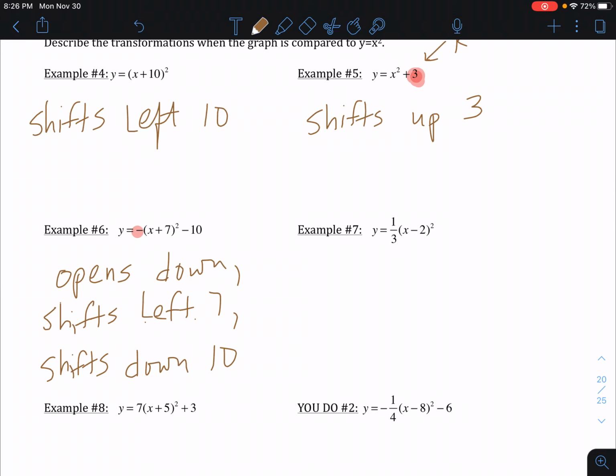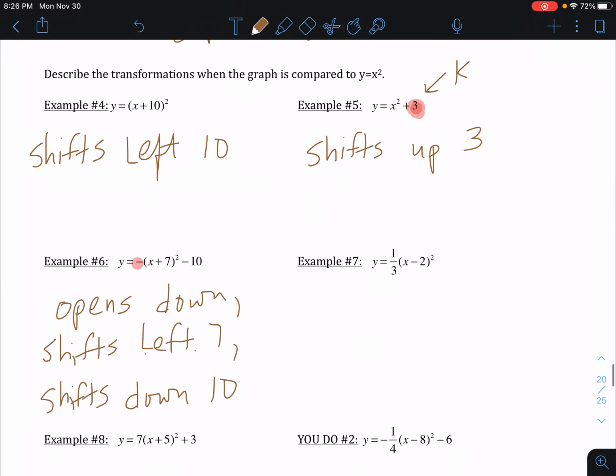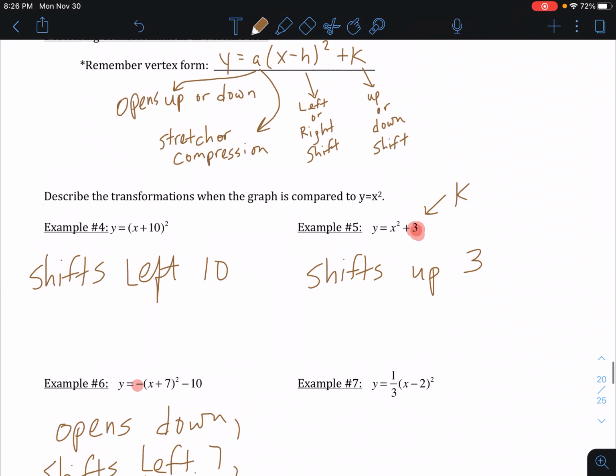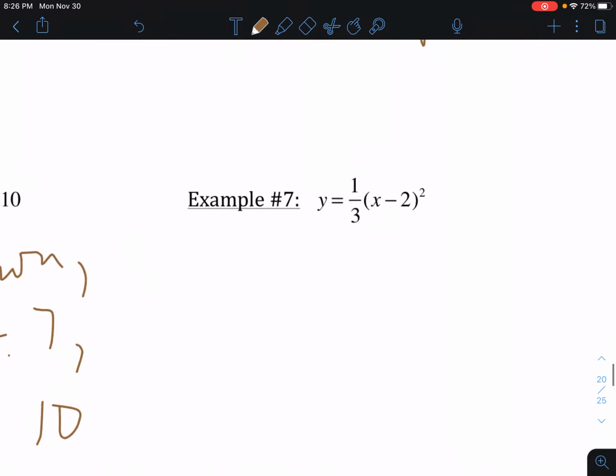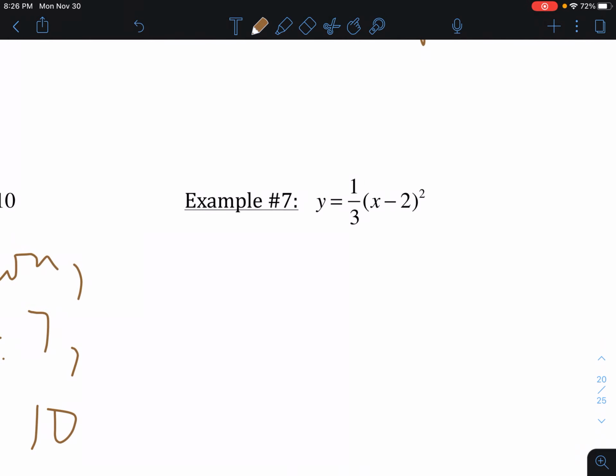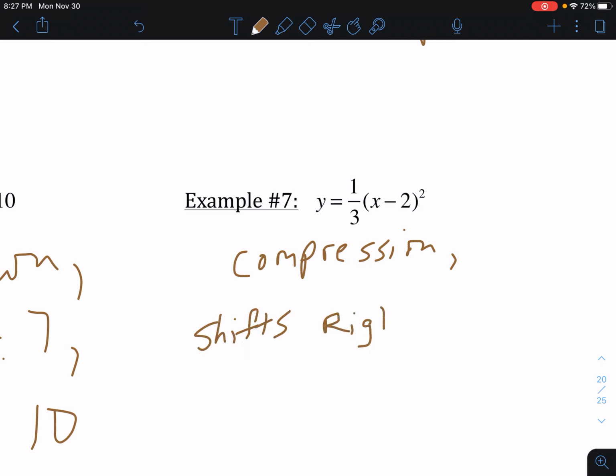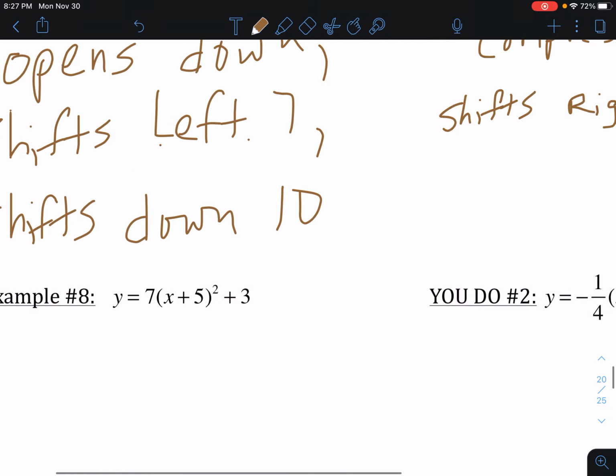Example 7 has 2 shifts. The 1/3 is the A. We discussed earlier that when you have an A being a fraction between 0 and 1, that is a compression. And x minus 2 is in parentheses. That has to do with the h, left or right. This guy is our first shifts right. Shifts right 2.